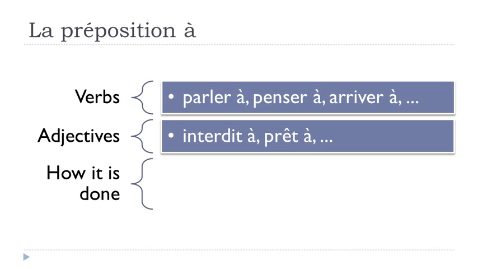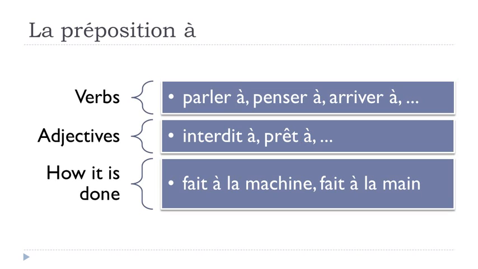Okay, so it's possible to use this preposition à when you want to express or to tell how it is done. Okay, so for instance, when you want to say that it's been machine done, or handmade, yeah, you use this fait. So faire is to do, okay, but then in that case it would be done, okay. Fait à la machine, fait à la main.